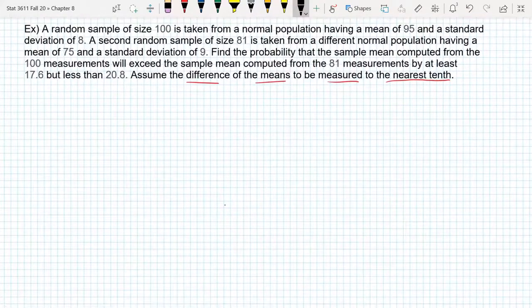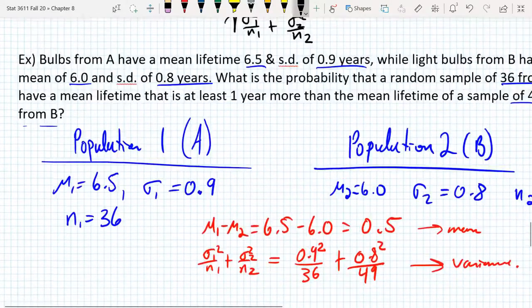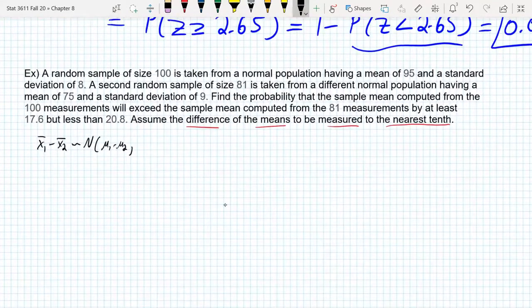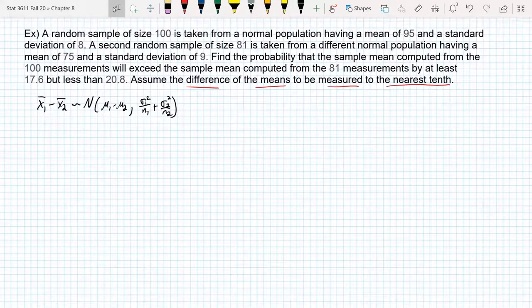Just remember that x1 bar minus x2 bar follows a normal distribution with mean mu1 minus mu2 and variance sigma 1 squared over n1 plus sigma 2 squared over n2. What we find as we work through these is that once I set up these parameters, these become a typical area under the normal curve type question.